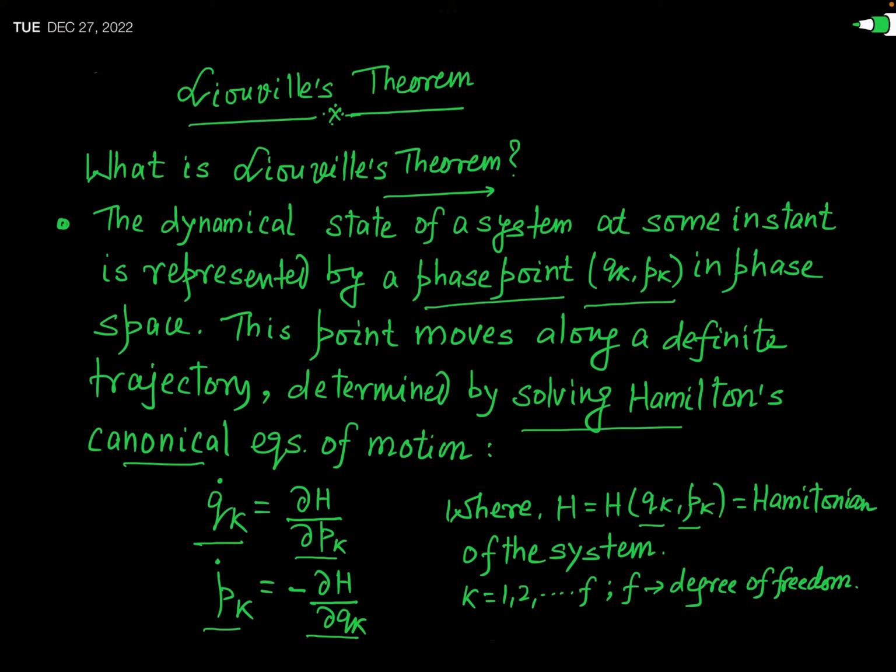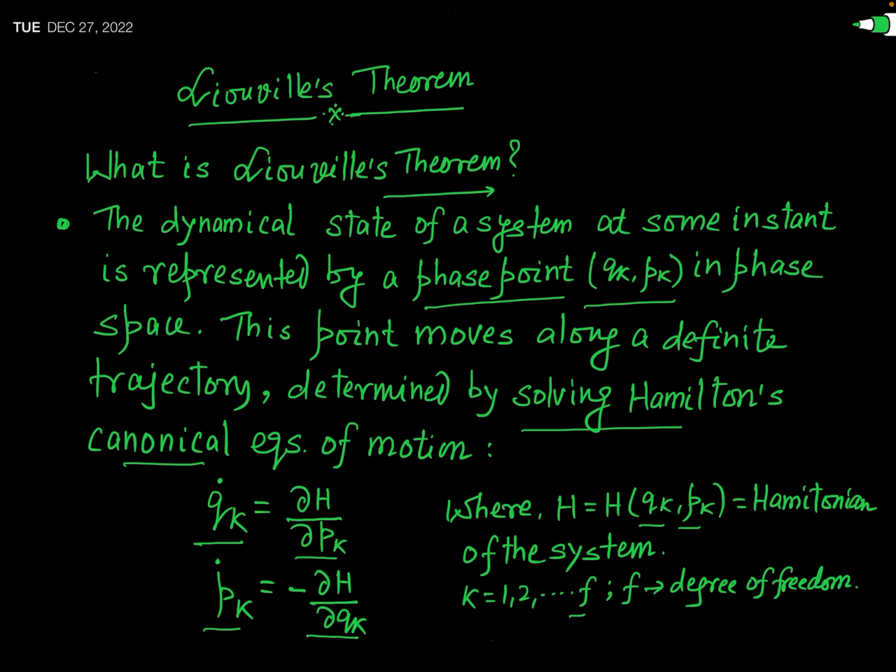Here the subscript k stands for 1, 2, 3 and so on up to f, where f is the degree of freedom of our system. So these are the Hamilton's canonical equations of motion, which are first order differential equations. And as I have told you, these equations are used to find the phase trajectory of the particle described in a phase space.